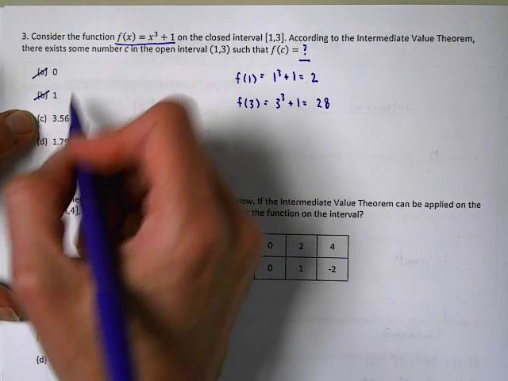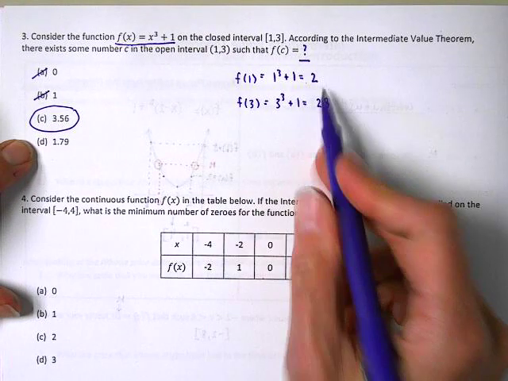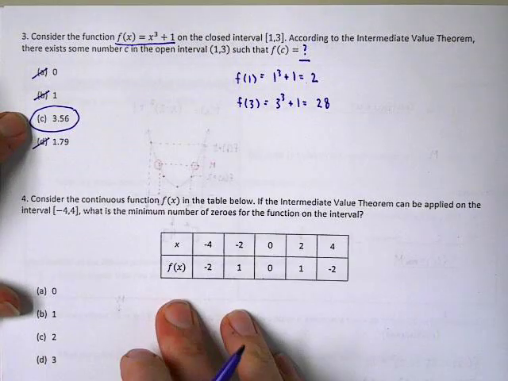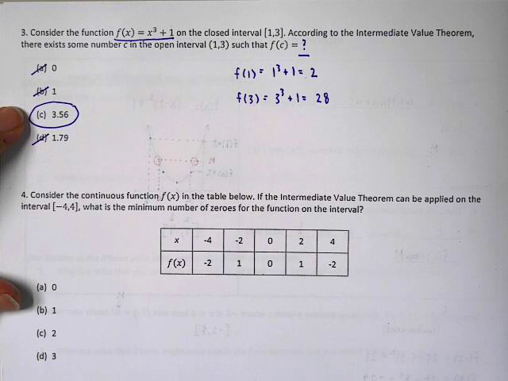3.56 looks like a good option. It is in between. And if I look at D, 1.79 is not in between either, so I know it has to be C, because that's the only value that fits that condition of the intermediate value theorem.